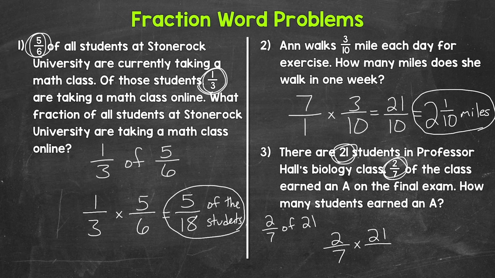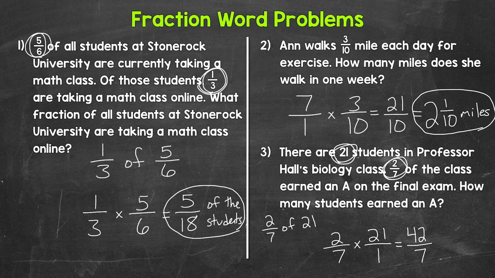And I'm writing 21 over 1. I'm writing 21 in fractional form. That way we have a numerator and a denominator, and we can multiply straight across. Now let's multiply. 2 times 21 gives us 42, and then 7 times 1 gives us 7. So we end up with 42/7, which is an improper fraction.